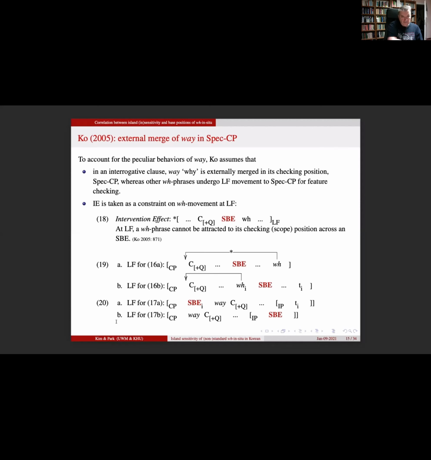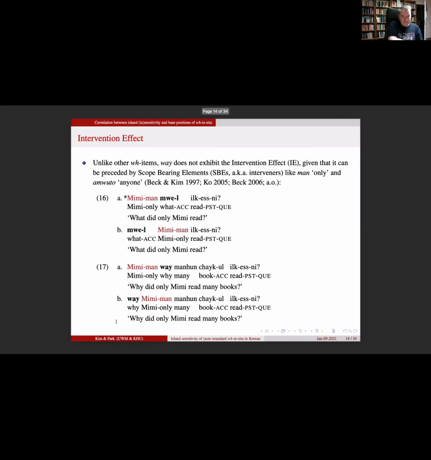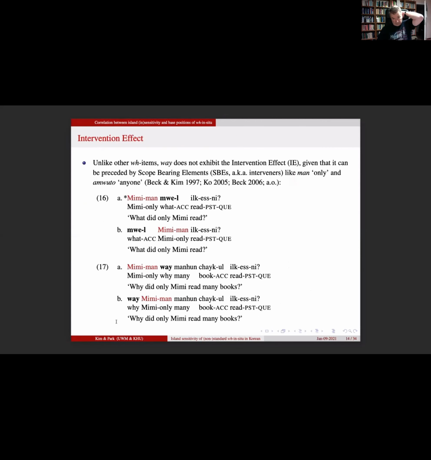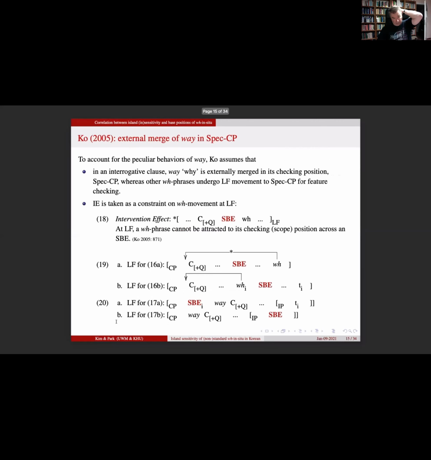According to her analysis, 16a, 미미만 뭘 읽었니, is ungrammatical because the scope-bearing element blocks LF movement of the WH argument to its checking position, as in 19a. On the other hand, 17a, 미미만 왜 많은 책을 읽었니, is okay because 왜 does not move at LF, as it is licensed in its base-generated position, Spec CP, as in 20a.